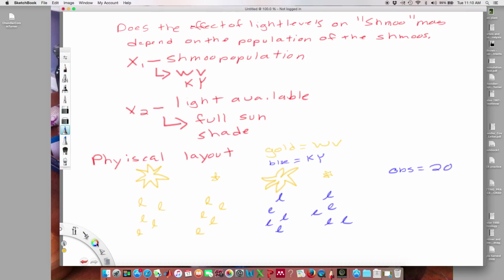So our replication for this design then is what? Well, our replication is the number of individuals in the smallest cell of the design. For example, we have 5 Kentucky individuals being affected by the shade, 5 being affected by the full sun, and the same thing with WV. So our replicates are 5. So that's our physical layout. We can see that each one of these groups of individuals is being affected by different sunlight.